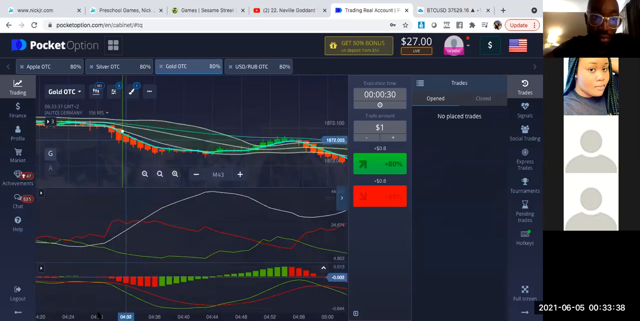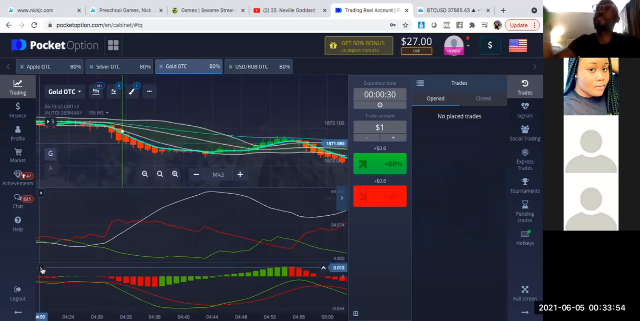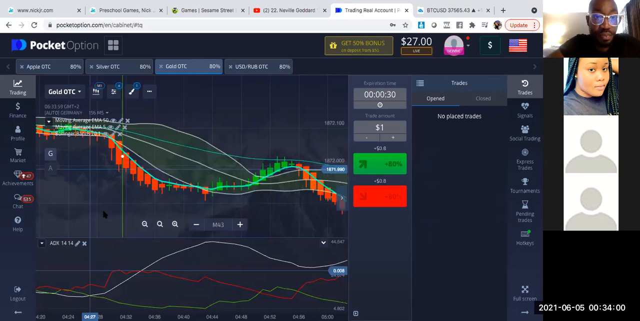Mm-hmm. And we had the cross already take place. Yeah, you would have been good money. A conservative entry would have been on this candle right here, or even this one. 30 seconds, you would have been good to go. So you were 100% right. Thank you so much for speaking up.